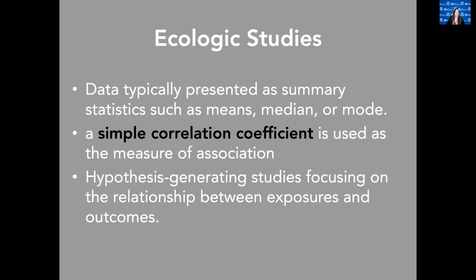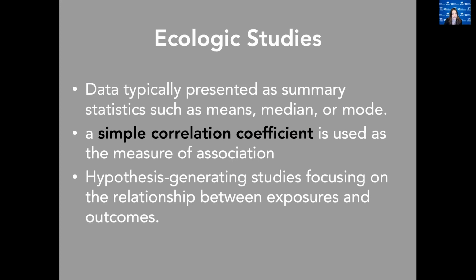So as I said, in these studies, data is presented as summary statistics, and we look at a simple correlation coefficient as a measure of association. They're really good for generating hypotheses, but they're not good because we don't have information on each particular person in the study populations. And so we cannot say, for example, if we're looking at population level data on coffee consumption and longevity, that it's the coffee consumption that's really driving differences at the nationwide level in longevity. There are many, many other factors that may be associated with longevity.